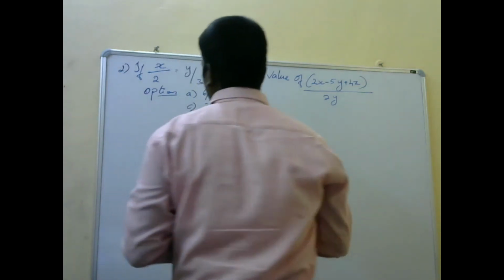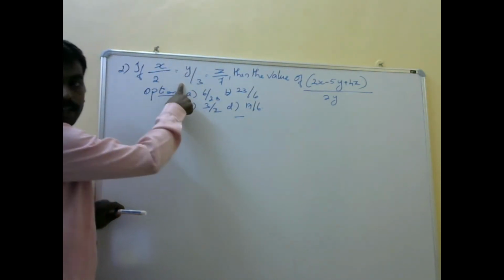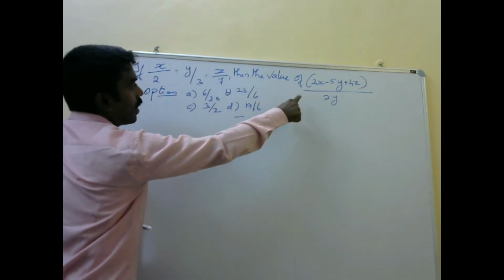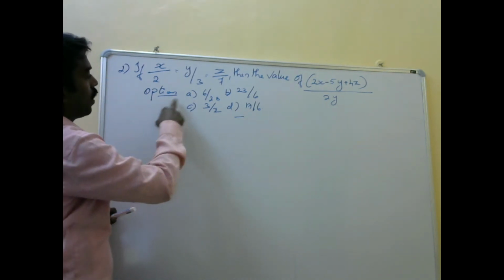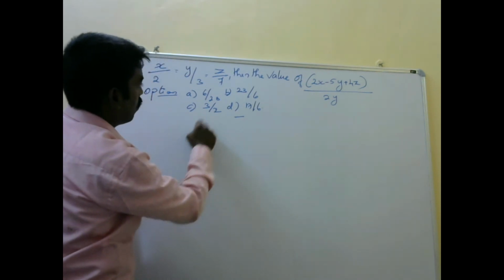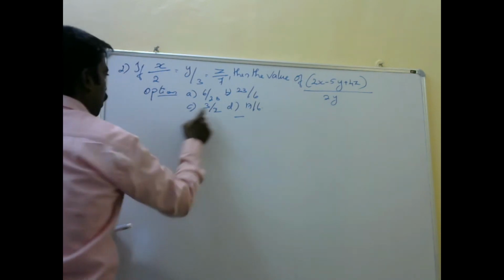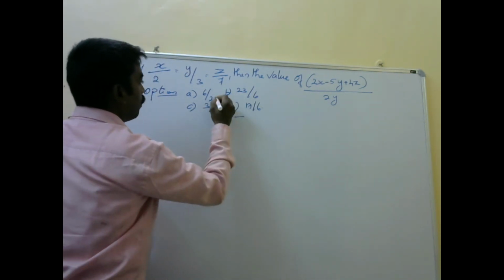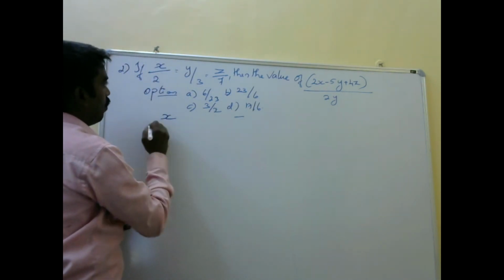For addendo: if x divided by 2 is equal to y divided by 3 is equal to z divided by 7, then the value of (2x minus 5y plus 4z) divided by 2y is? Option A is 6 by 23, B is 23 by 6, C is 3 by 2, and D is 17 by 6. We will solve this.